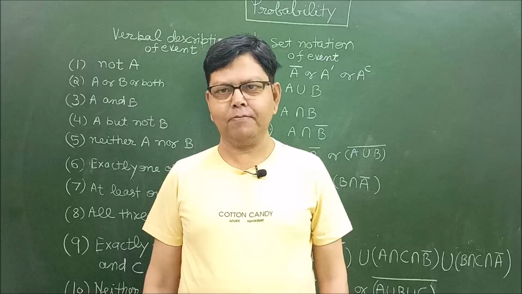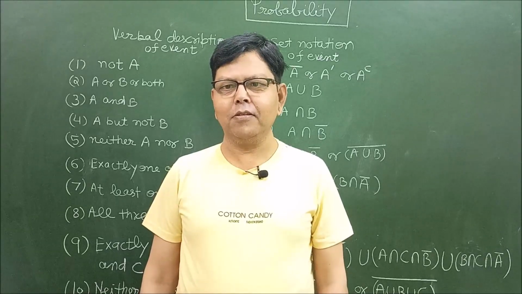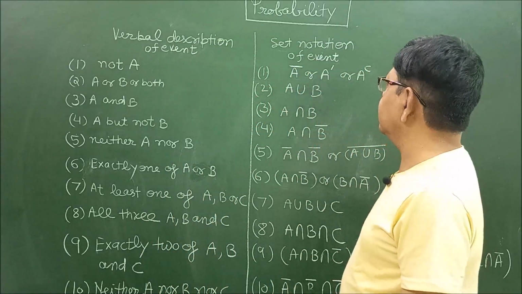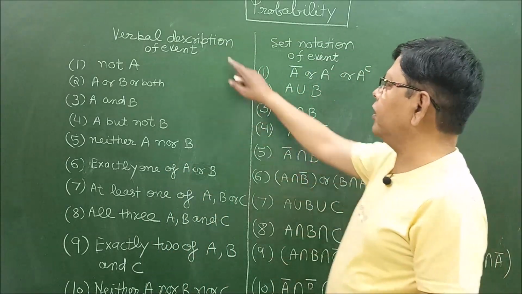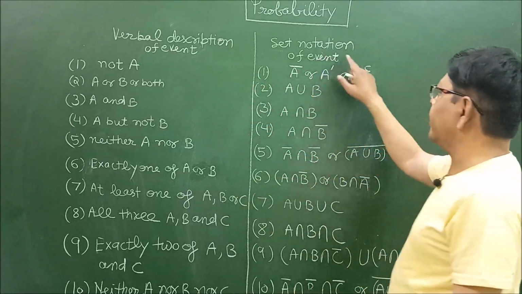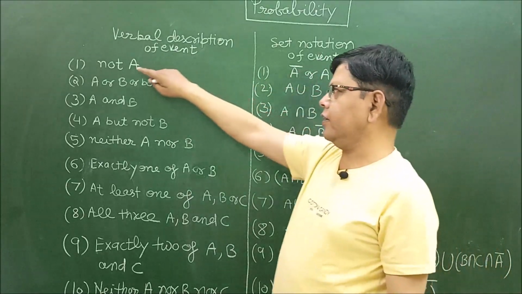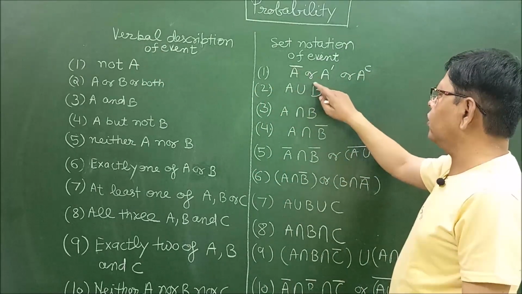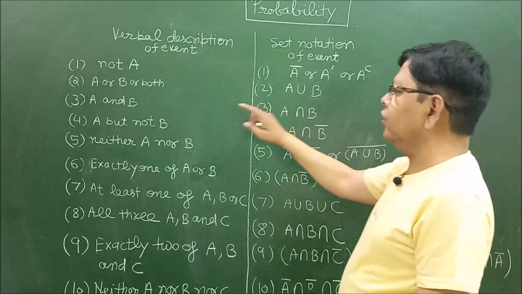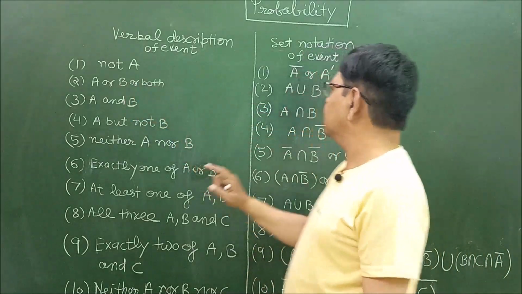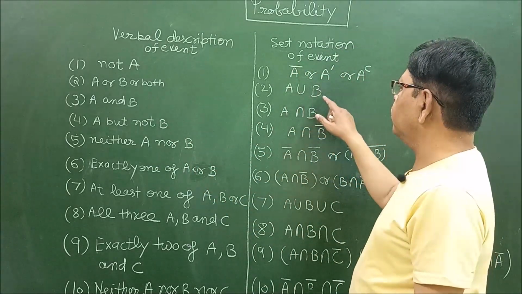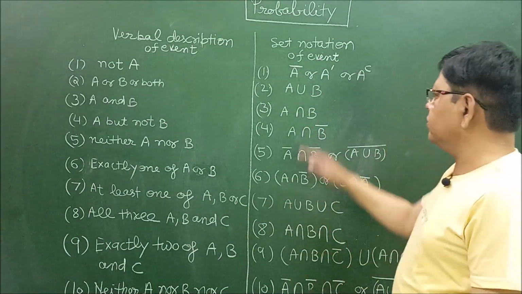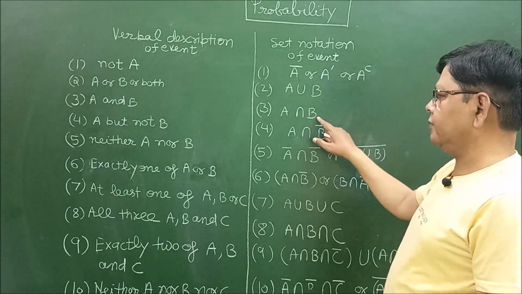Hello students, and in this session I will discuss how you represent an event in set form. So, verbal description of event and set notation of event. Not A means not happening of the event A, it is denoted by A bar or A dash or A complement. A or B or both, it is denoted by A union B. A and B means A intersection B.